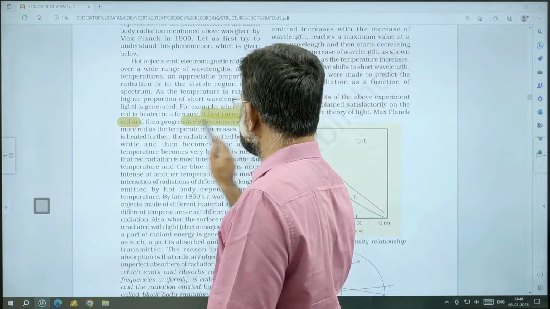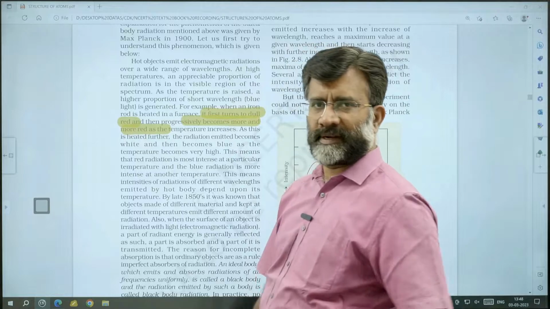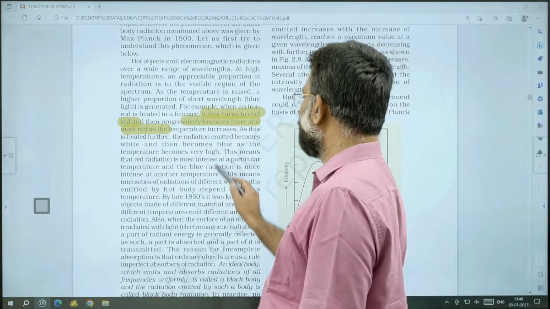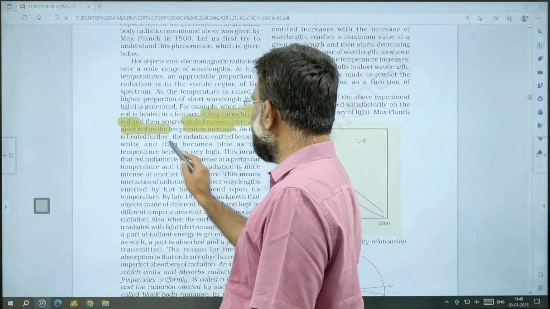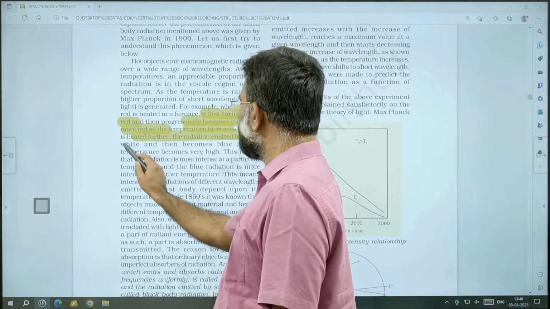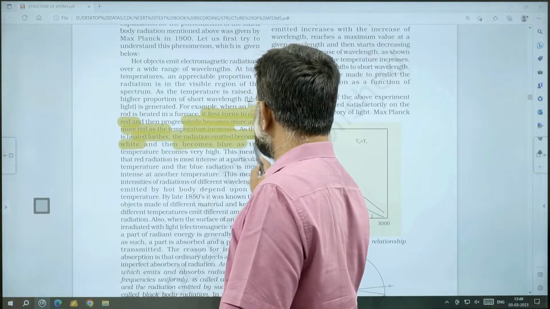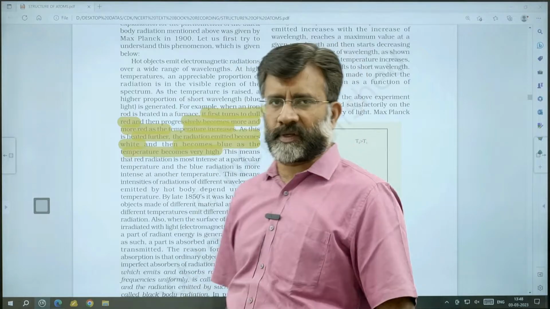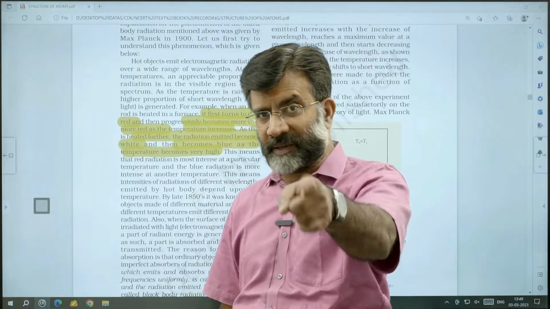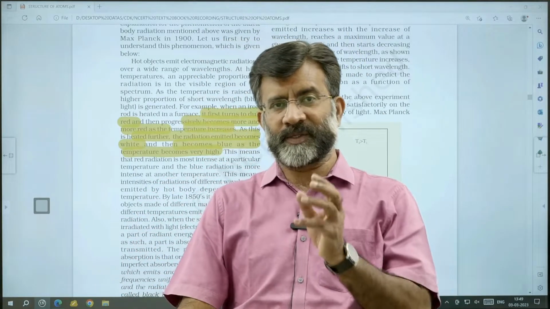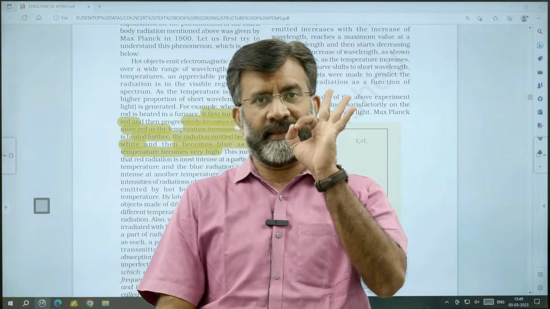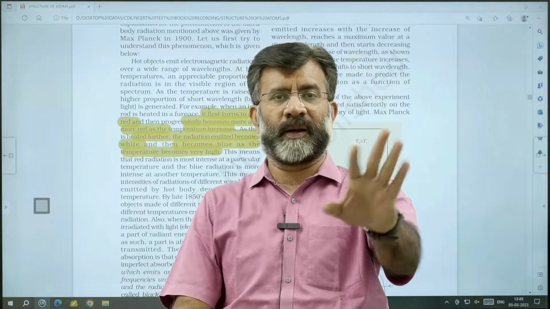Progressively it becomes more and more red hot. As the temperature increases, as it is heated further, the emitted light becomes white and then becomes blue at a very high temperature. You know what is the importance of blue? Blue is high energy visible radiation.